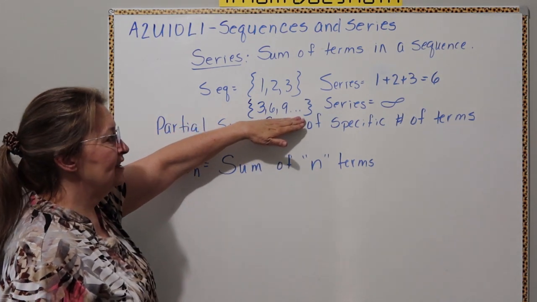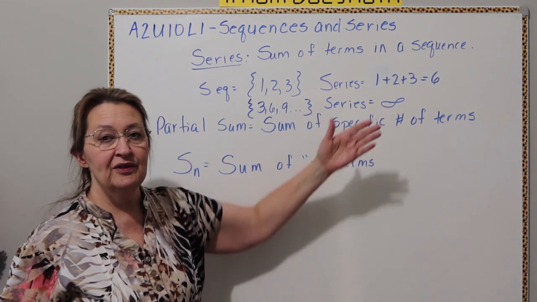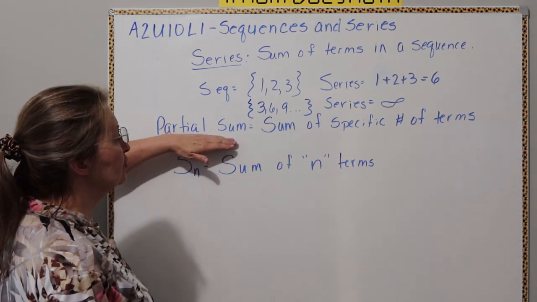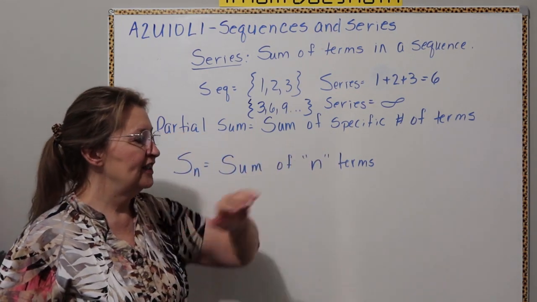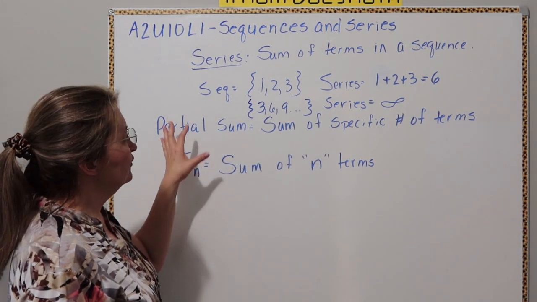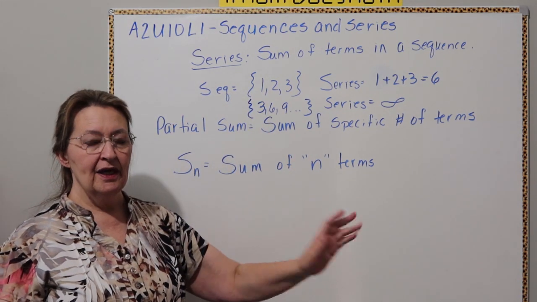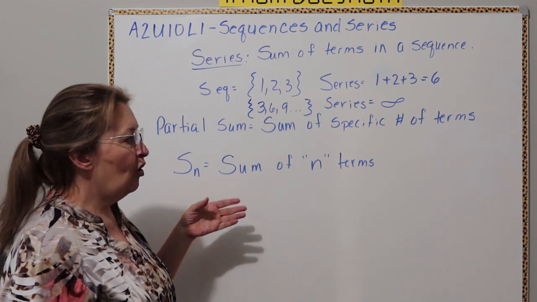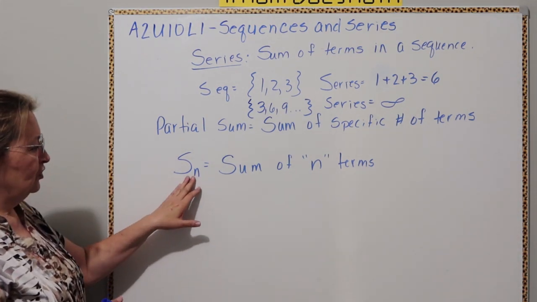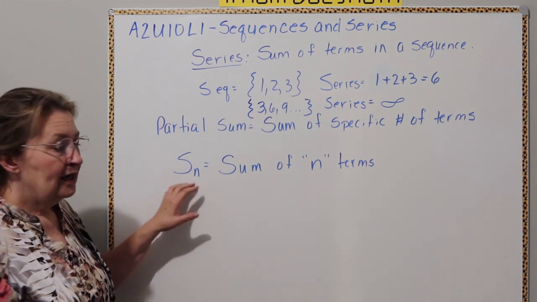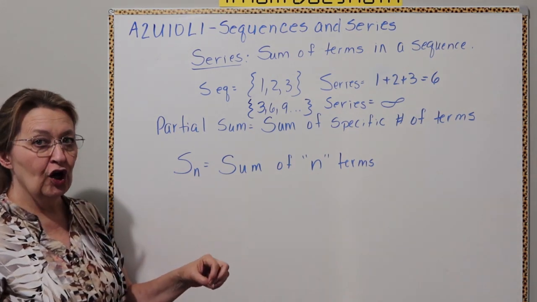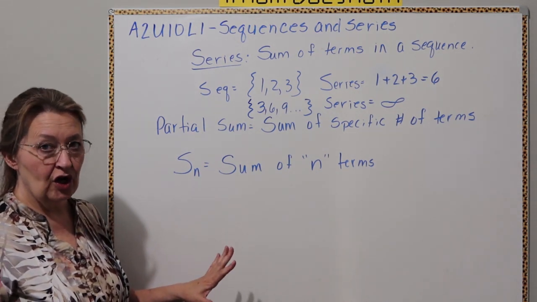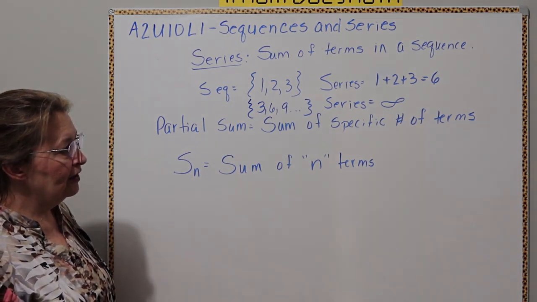If you have an infinite sequence, then your series value is going to be infinity because there's no way to add them all up. A partial sum is the sum of a specific number of terms. So if it just asks for the sum of the series, you want everything. But if it says add terms 5 through 8, that's a partial sum. Now our notation, you're going to see S subscript n. The n is going to be how many terms you're supposed to add. Like S sub 5 would mean add the first 5 terms. Alright, so there's your vocabulary.